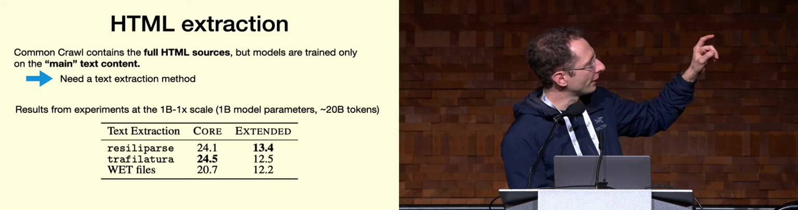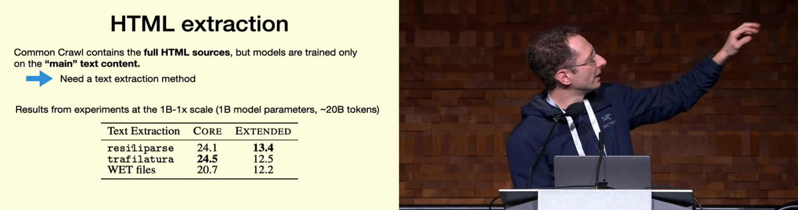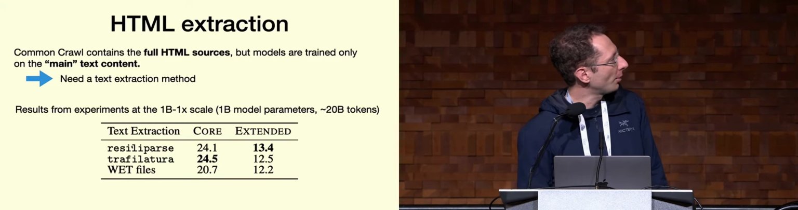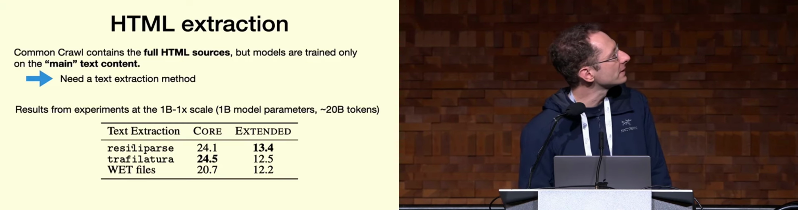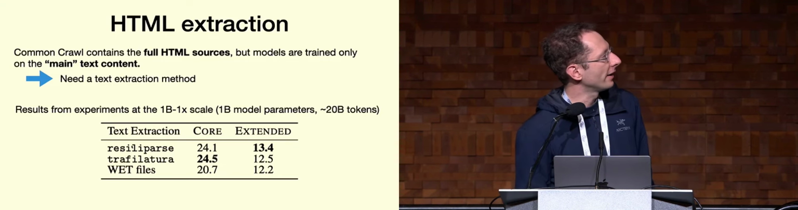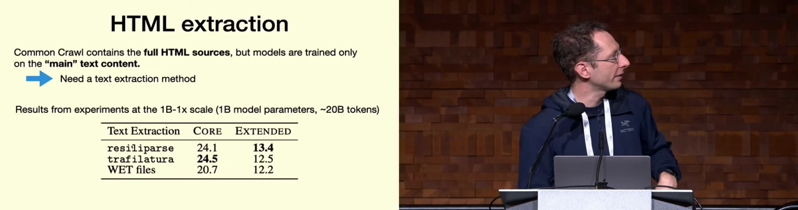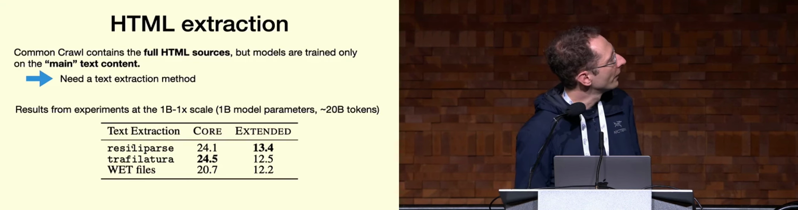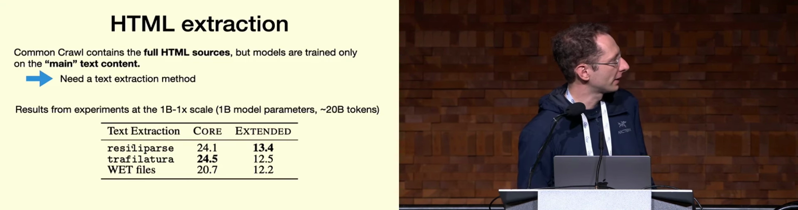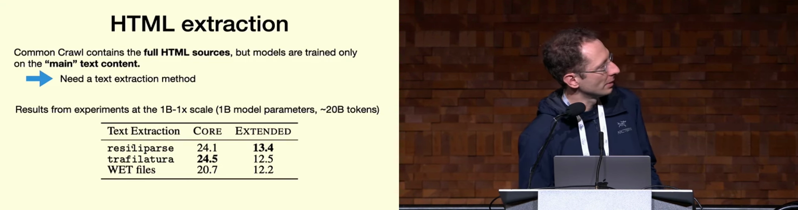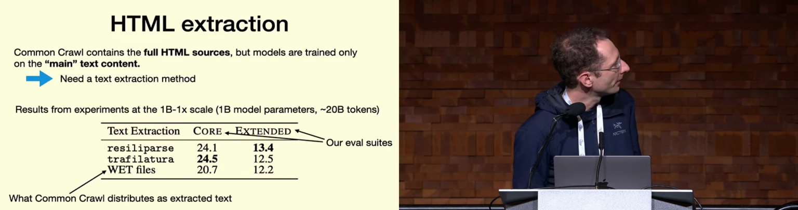Just to give you a sense of whether you can actually make progress here: WET files, the bottom row in the table here, is what Common Crawl distributes as text extractions. The other two rows in the table are two libraries that we tried out to see how much better than the WET files we can get with better text extraction from HTML. And you see quite significant gains on our core metric. This is on the 1 billion 1x scale, and usually in a smaller model regime, the core metric is what we look at most.